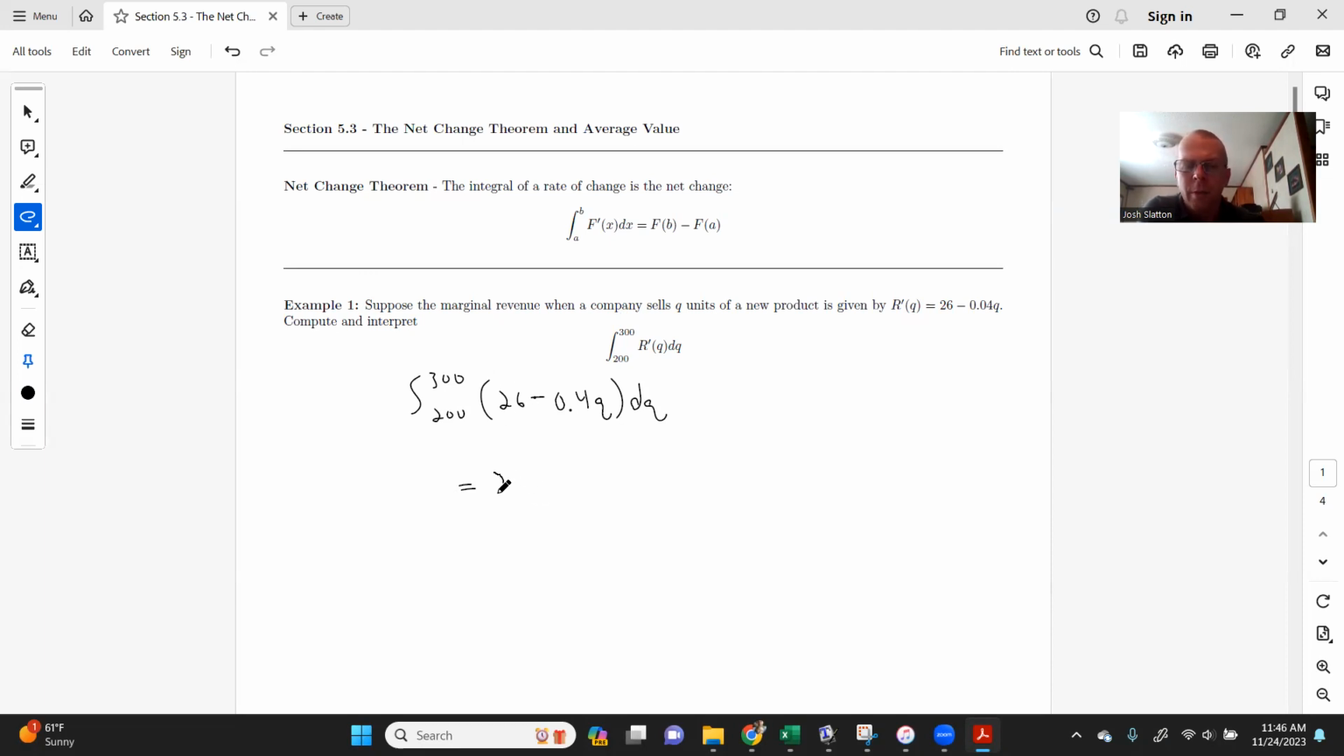So the antiderivative of 26 is 26q. Whoops, that was 0.04 there. And then this would be 0.04q squared, add 1 to the exponent, over 2. And then we'll evaluate these at the limits. And so let's simplify this second term. So 0.04 divided by 2, of course, is 0.02q squared, evaluated from 200 to 300.